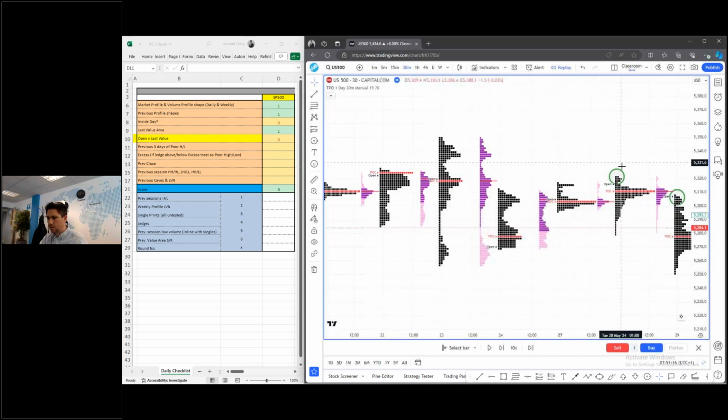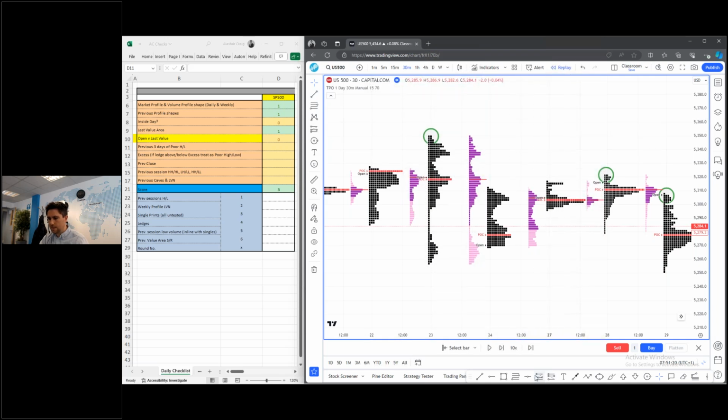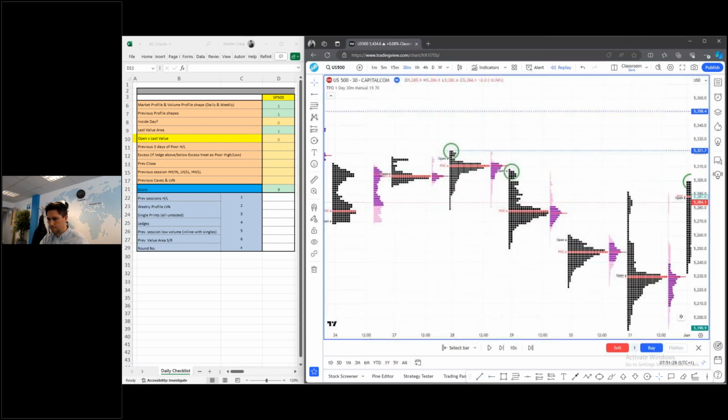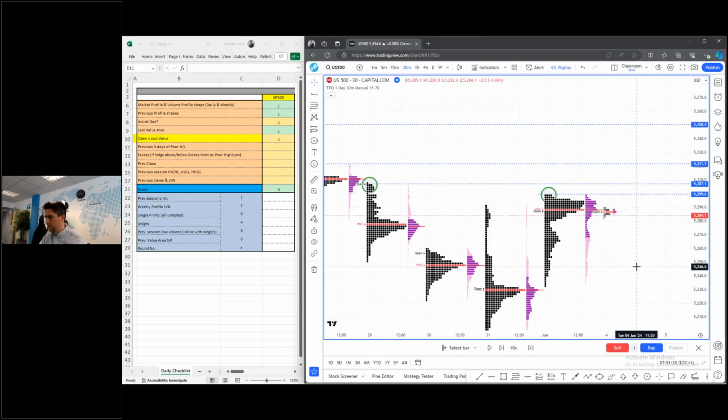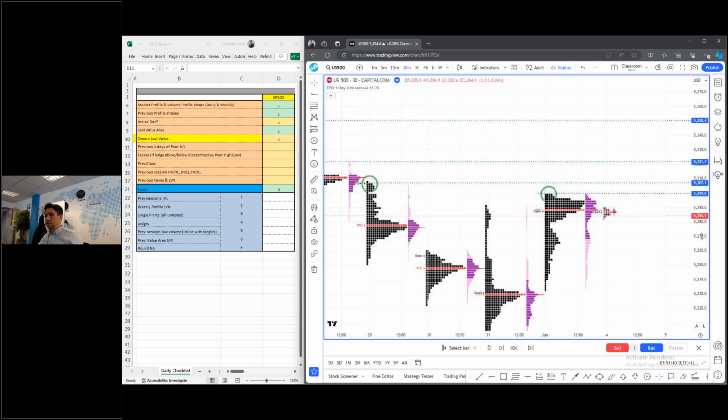If I come back in time quite a lot, I've also got poor highs here. Now, if I make the assumption that poor highs are going to go on to be broken, it's telling me that here, here, here, and here, all 4 of those resistance levels, the price should trade through all 4 of them.